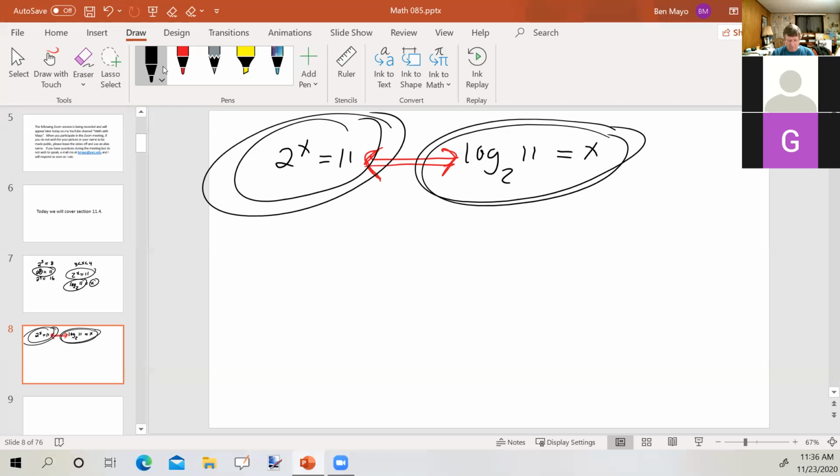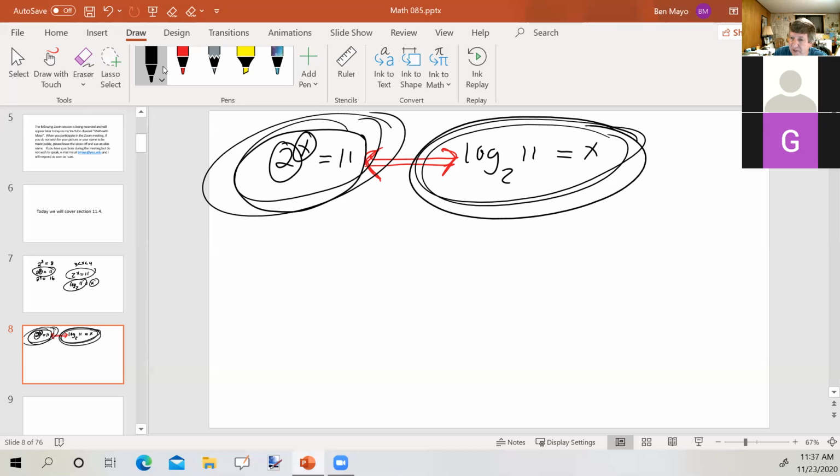Okay. Now, let me go back to this problem and look at the first equation. 2 to the x power equals 11. 2 is the base. X is the exponent, okay? Now, this logarithmic equation on the right side, this is how I read it: log base 2 of 11 is x. So here, the base is the same as it is here. So the bases are the same, but the players, the x and the 11, changed places.